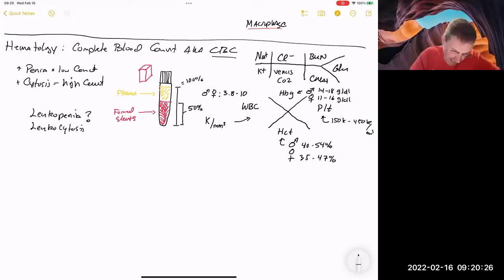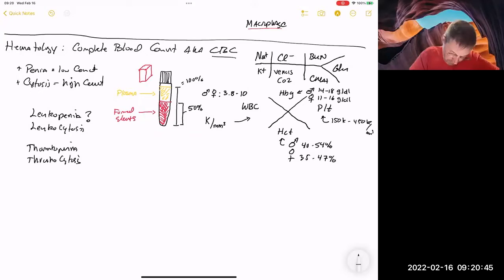Whereas with platelets, a low platelet count would be thrombopenia. And then a high platelet count would be thrombocytosis.